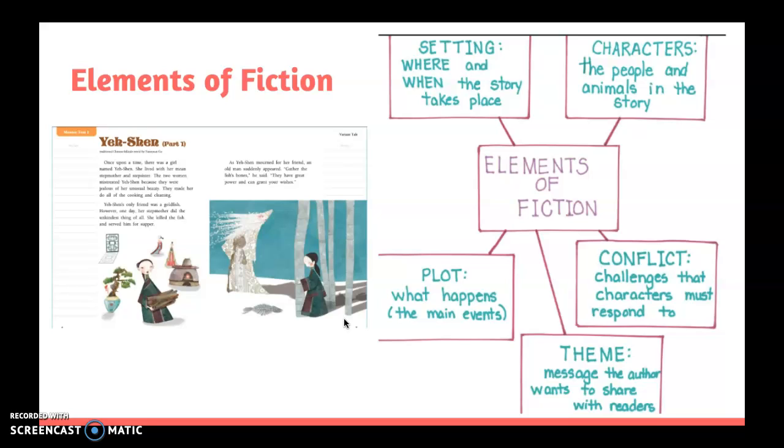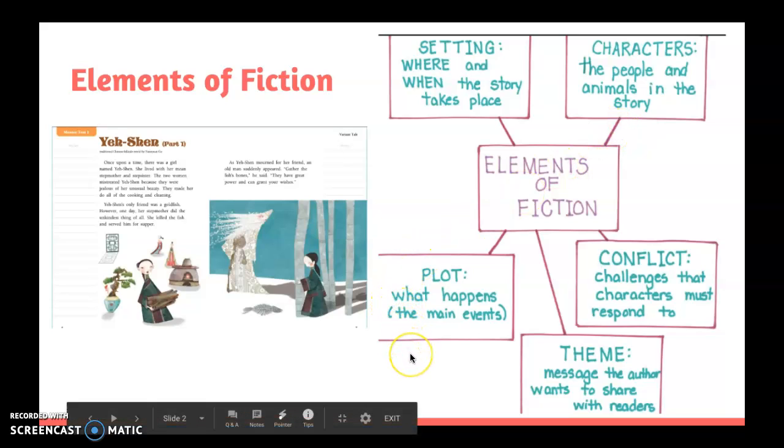However, today we're going to create an elements of fiction web diagram, and the components that we'll be filling in are the setting, and that's where our Ye Shen story took place and also when it took place. The characters are the people and animals in the story. We will know that there are not just people, there's also an animal in that story that has a very key part to the story.